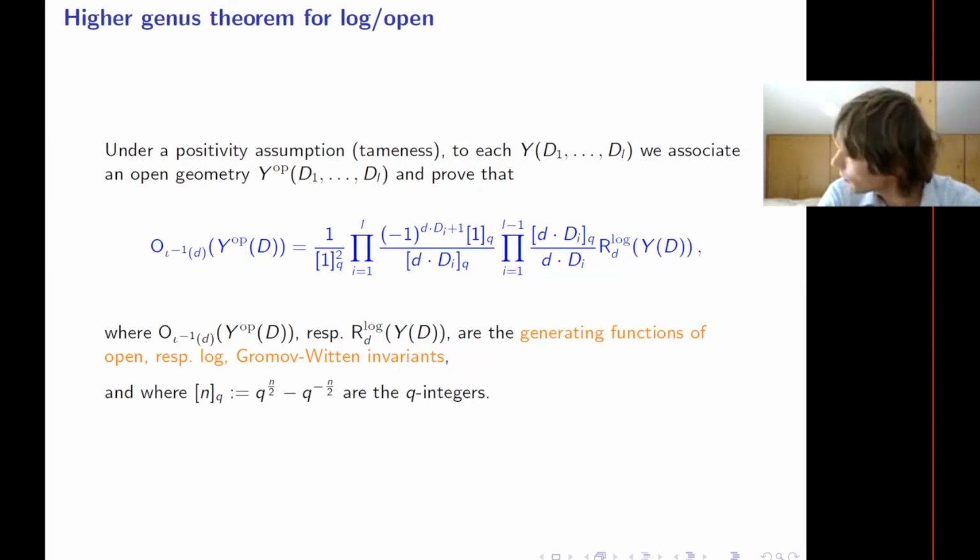So here's the higher genus version. I hope some of you like quantization. We have a positivity assumption, which is not so important. And then to each of the Looijenga pairs, we have this open geometry, which I described to you. And then we have this equality, up to a factor, of generating functions of higher genus open and log Gromov-Witten invariants. Here these brackets are the q-integers. The generating functions are generating functions in q, and that's the relationship.